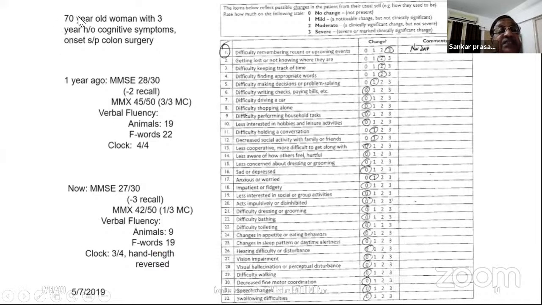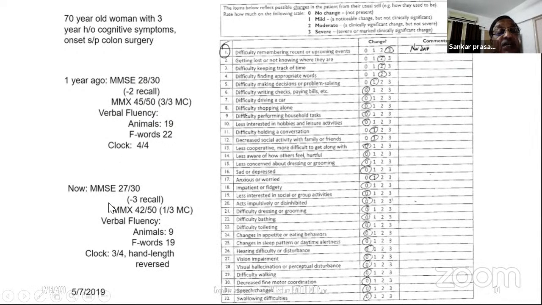Look at this woman, a 70-year-old with a 3-year history of cognitive symptoms, following colon surgery. One year ago, look at the MMSE: 28 out of 30, only recall minus 2, and Mini-Mental 45 out of 50. Verbal fluency: animals 19, F words 22, clock full marks.